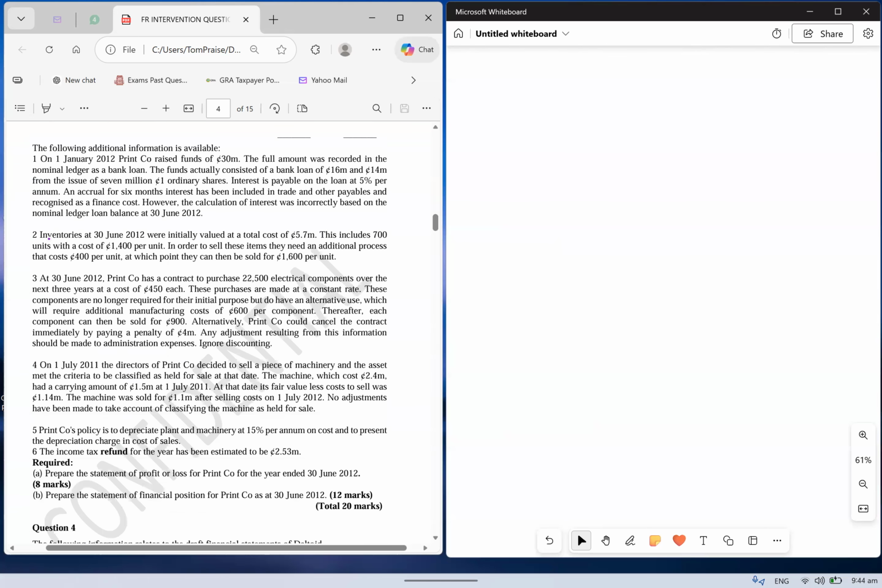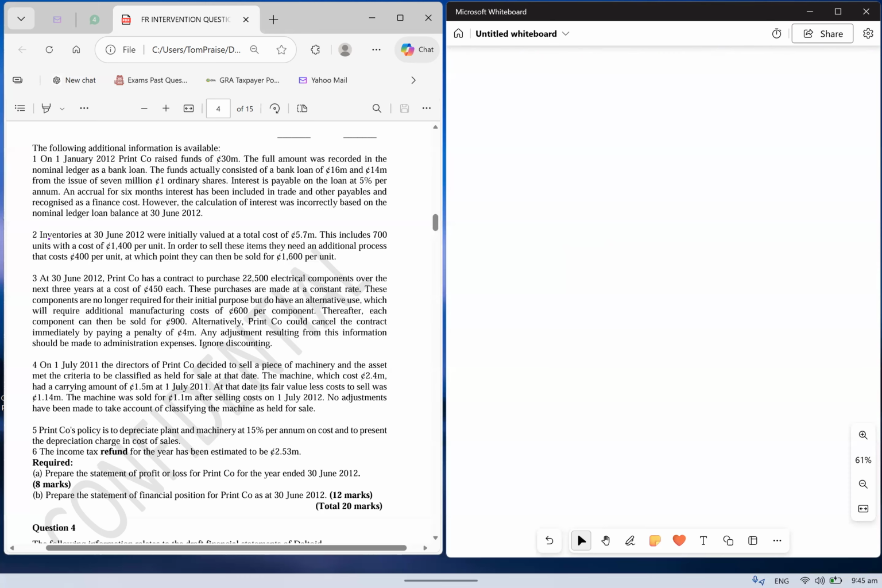Additional information. So you go through. On 1 January 2012, Printco raised funds of 30 million. The full amount was recorded in the nominal ledger as a bank loan. All right. The funds actually consisted of a bank loan of 16 million and 14 million from the issue of 7 million ordinary shares. So part of the loan came from the bank. Part of it also came from ordinary shares. So 16 came from the bank, 14 came from the issue of 7 million ordinary shares.